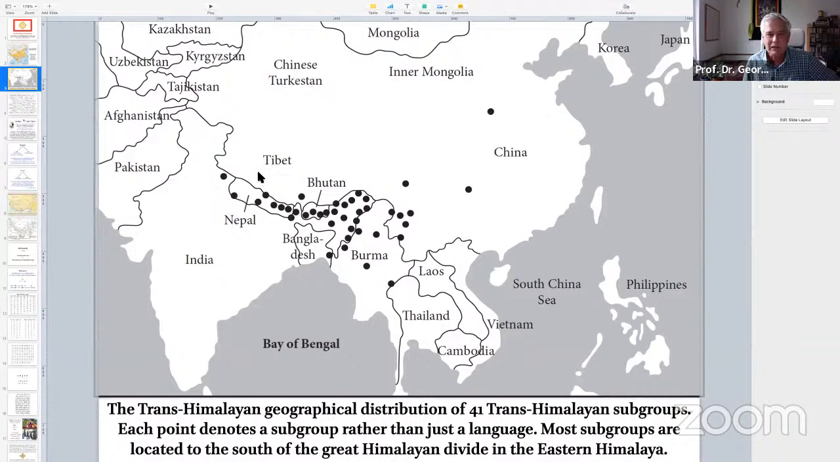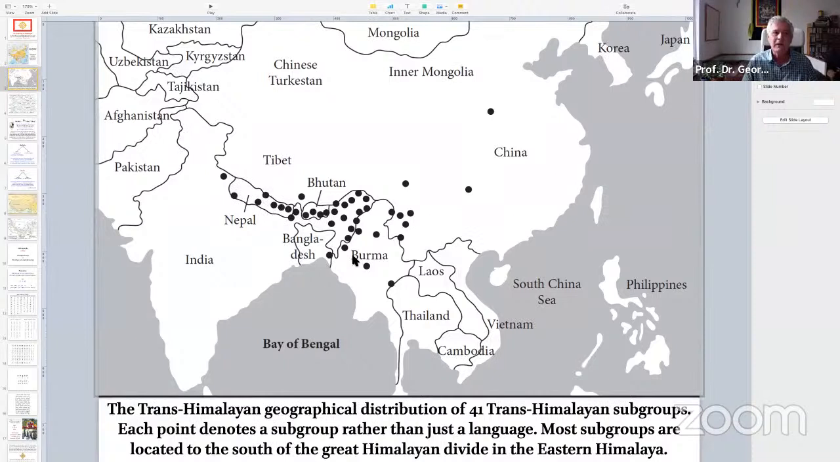I don't know if you can see my pointer, but most of the linguistic groups are actually located south of the Great Himalayan Divide. Most of the linguistic groups are situated politically in India, Nepal, and Bhutan. So this gives you an idea of the phylogenetic diversity and the phylogeography of this very large language family, and where we would probably look for the origin.